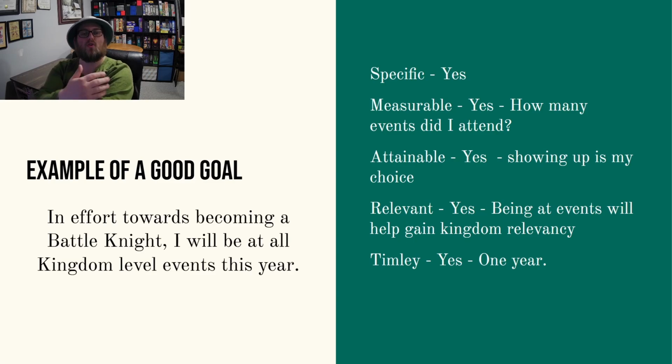So here's an example of a good goal, right? In effort towards becoming a battle knight, I'll be at all kingdom level events this year. Is that specific? Yes. I am going to be at all kingdom level events this year. And it's measurable because how many events was I at? Did I miss any events? And this is a very attainable goal because showing up is my choice. I can choose to prioritize being at these kingdom level events where I could not choose to force the knight circle to accept me, right?